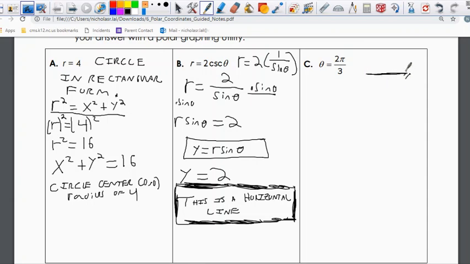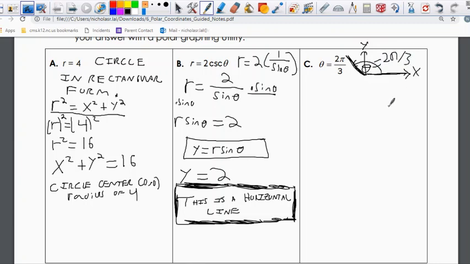So this is going to be x. This is going to be y. Theta is 2 pi over 3. So if we rotate 2 pi over 3, we're going all the way here, where theta is going to be 2 pi over 3. This is theta, and that's equal to 2 pi over 3.